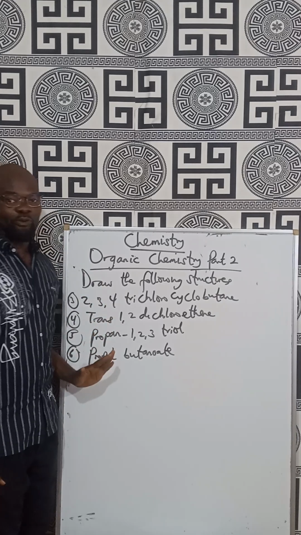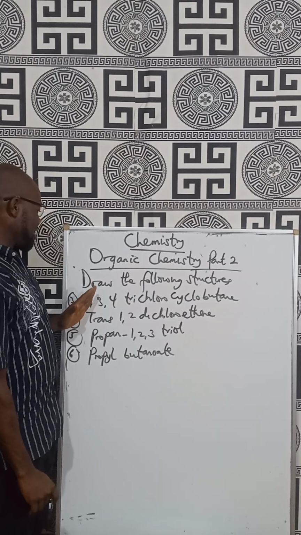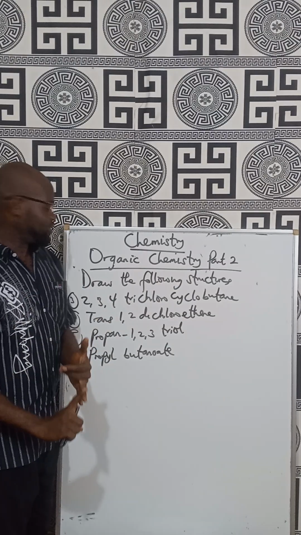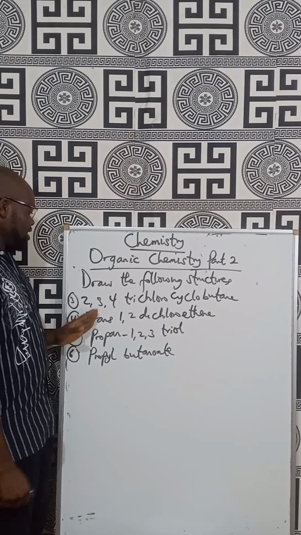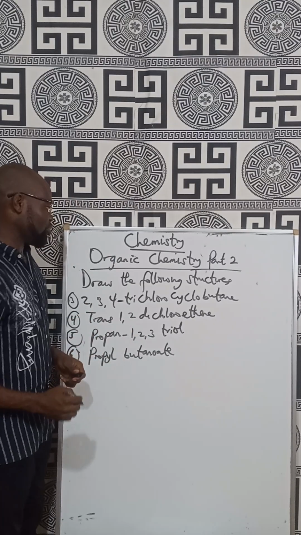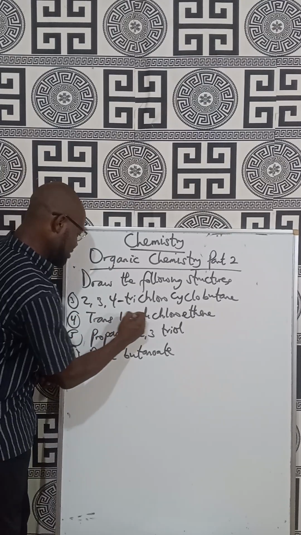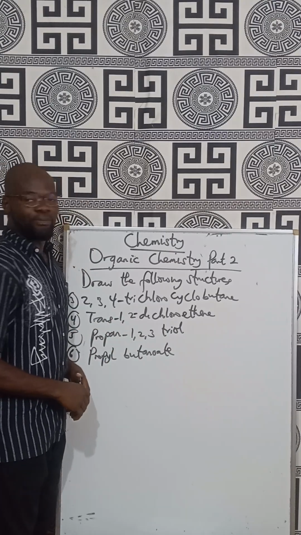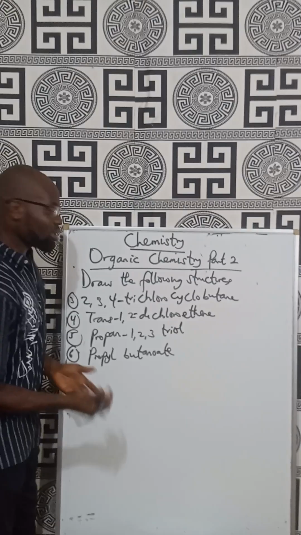So let's continue from where we stopped. We are asked to draw the following structures. We have done the first one and the second one, so let's look at the third one: 2,3,4-trichlorocyclobutane. Let's draw the structure of 2,3,4-trichlorocyclobutane. So let's see, what's the first thing?